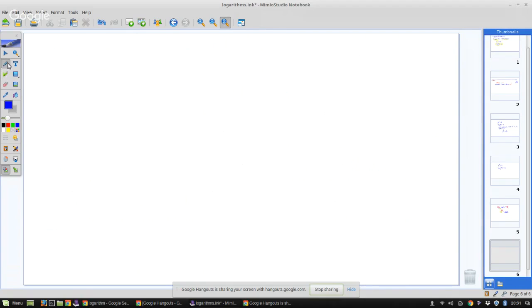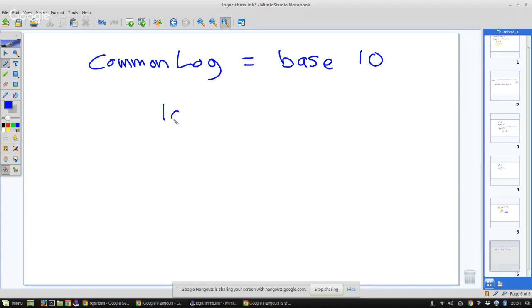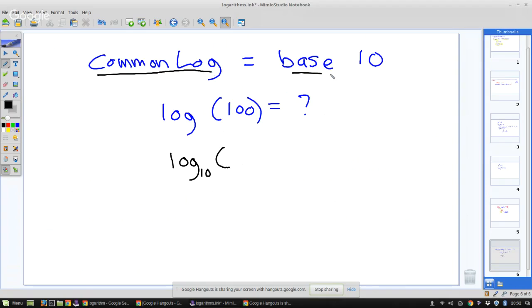So calculators present another problem. So there's the idea of a common log. Common log means the base is 10. So sometimes you'll see statements like log of 100 equals what? If there's no base, then that must mean log base 10. So when the base isn't written, that's called a common logarithm. It's assumed to be base 10.